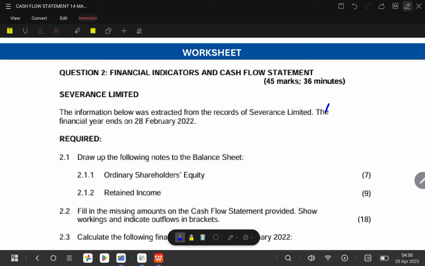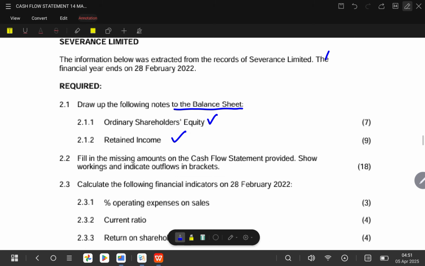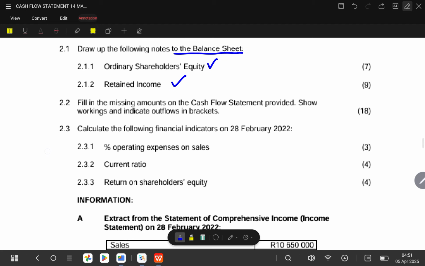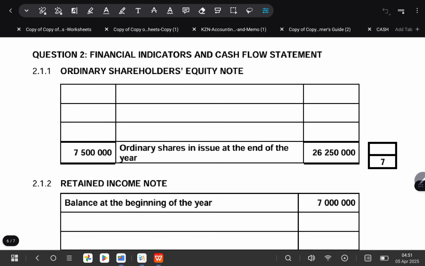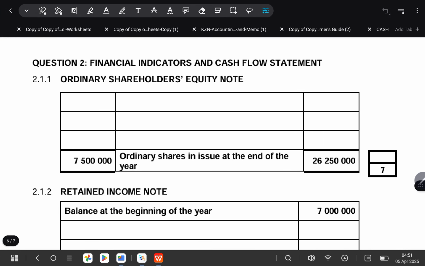So it's very important that you analyze your information correctly so that your cash flow is not negatively affected. Now, the first thing here, they're saying that we need to draw the following notes to the balance sheet. We need to do the ordinary shareholders equity and the retained income. When I was checking, I saw that in the answer book you were expected to do the ordinary share capital, so I think they made a mistake in the writing here. It is supposed to be ordinary share capital, not shareholders equity, because shareholders equity includes your retained income and ordinary share capital added up.